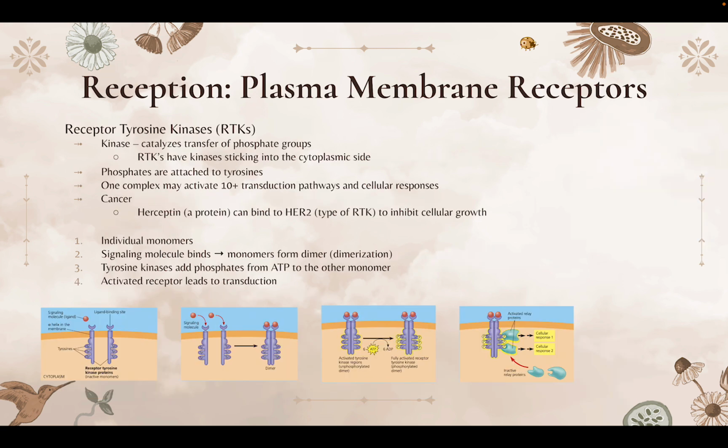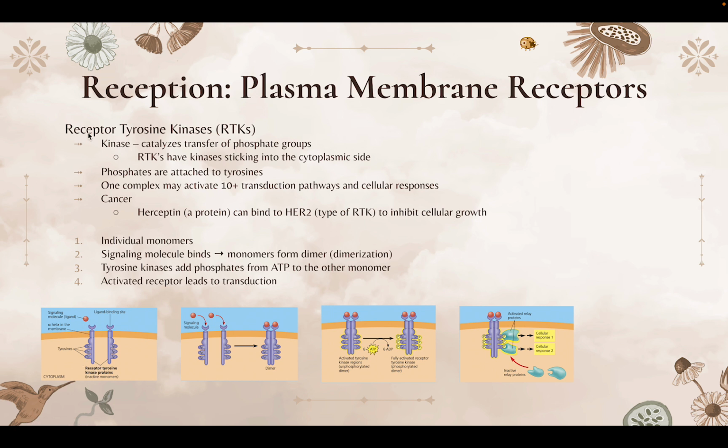All right, so now let's talk about a different type of plasma membrane receptor. These are called receptor tyrosine kinases, or RTKs, and they look like this. I like to remember what they look like, because for receptor tyrosine kinases, I think of the T in the middle. This looks sort of like a T to me.